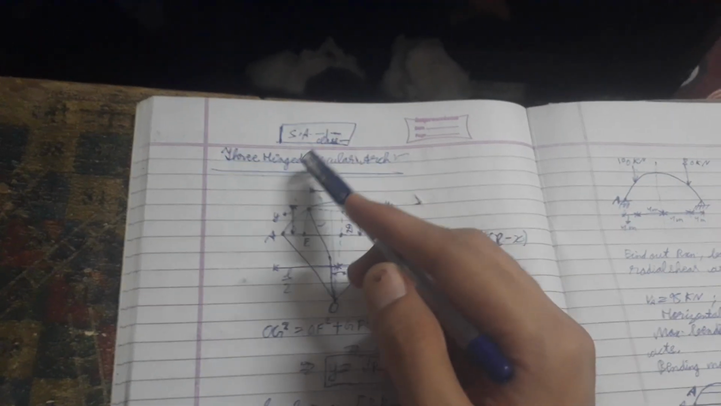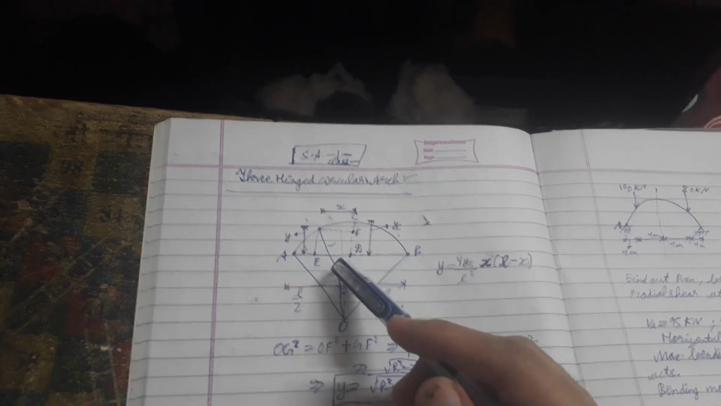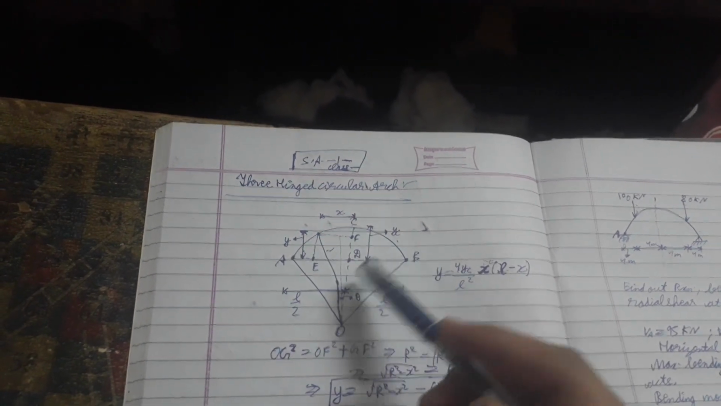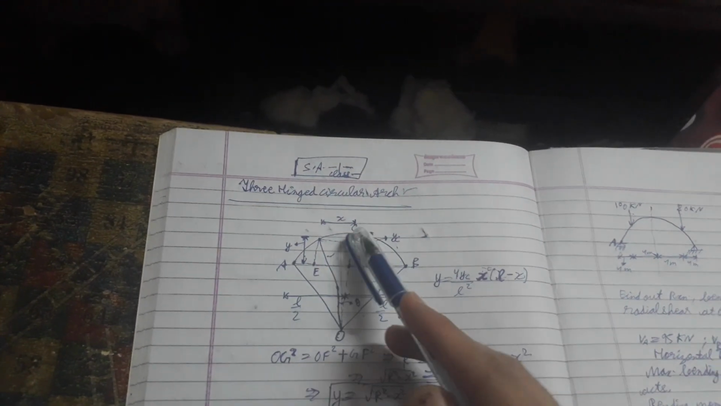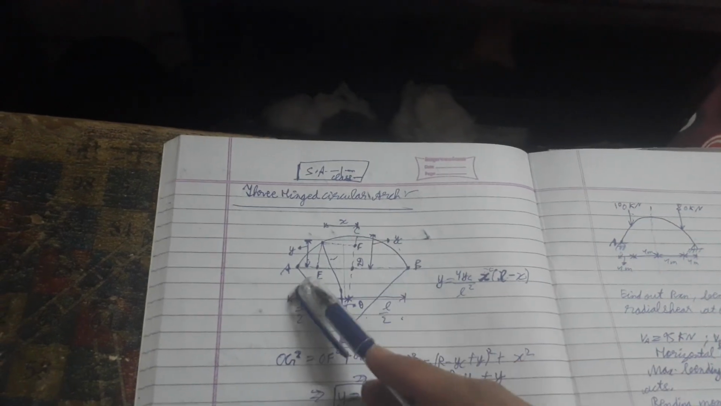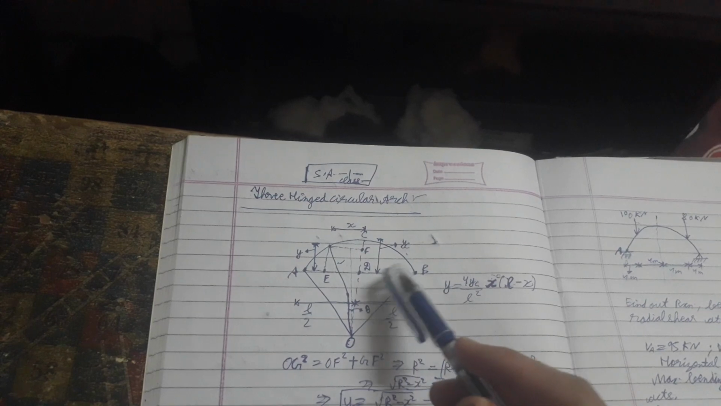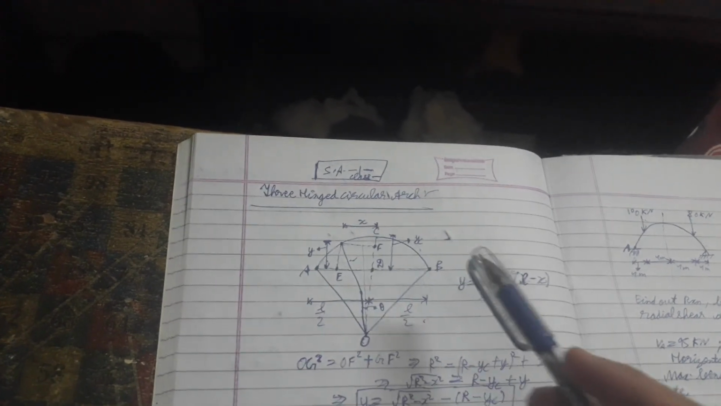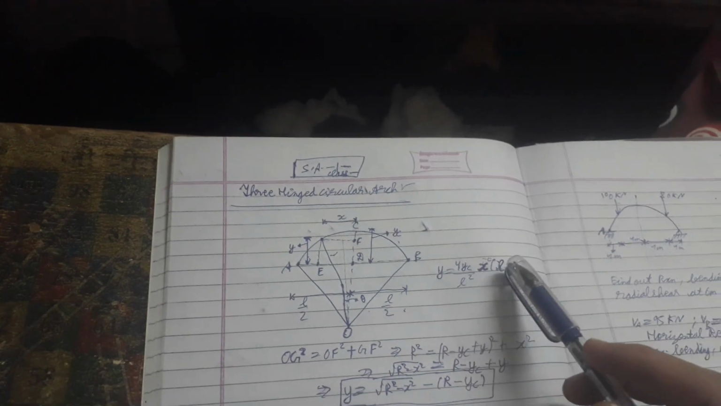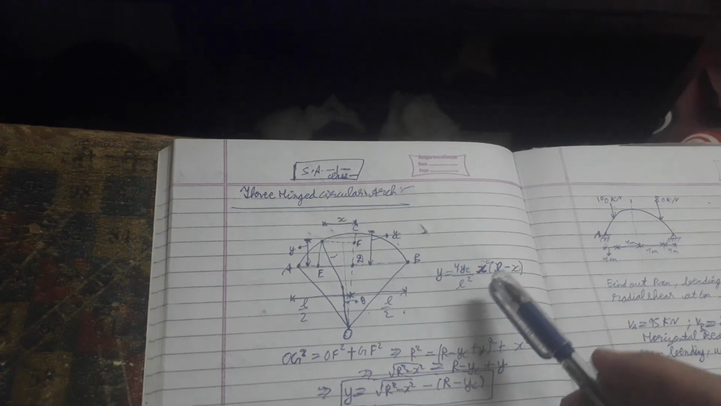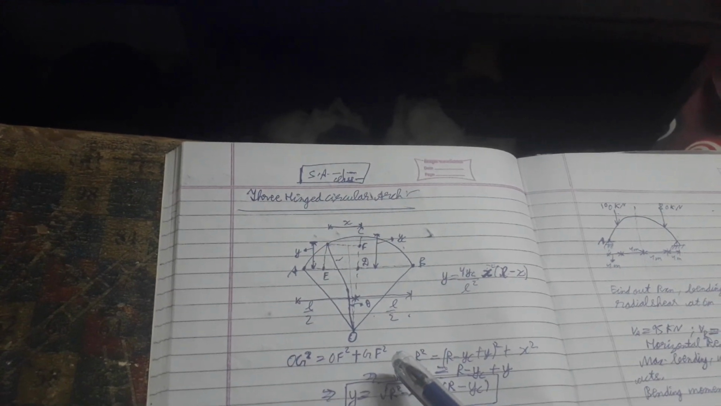Next is three hinged circular arch. This one is the hinge. This is O, this is A, this is C, this is B, this is D, this is E, this is F, this is theta, this is L by 2, this is L by 2. Then here it is Y, this is F, this is X. Y is equal to 4yc into X into L minus X by L square. OG square is equal to OF square plus GF square.